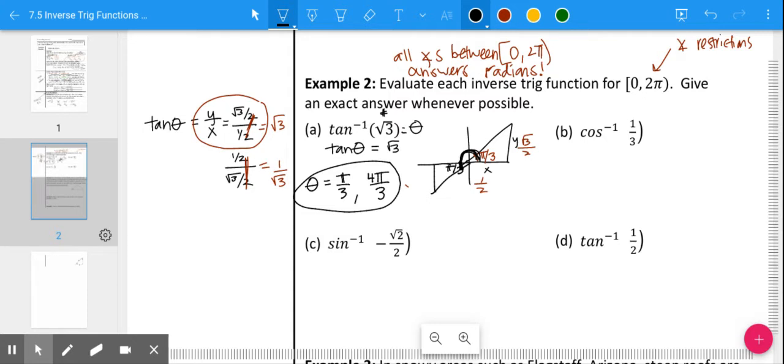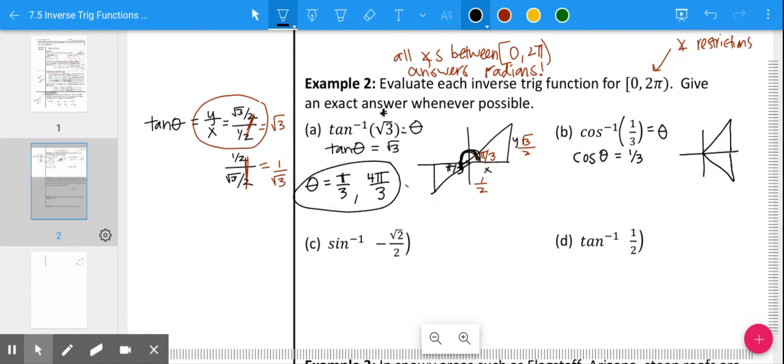Let's try another one. When I go to part B, I want cos inverse of 1/3. So again, I'm solving for some angle. If you want, you can write it as cosine of what angle is 1 over 3. Before I do this, what I like to do is identify which quadrants I'm in. So let's think about where cosine is positive. Everybody's positive in the first quadrant. And since cosine is the x side, it's also positive in quadrant 4.